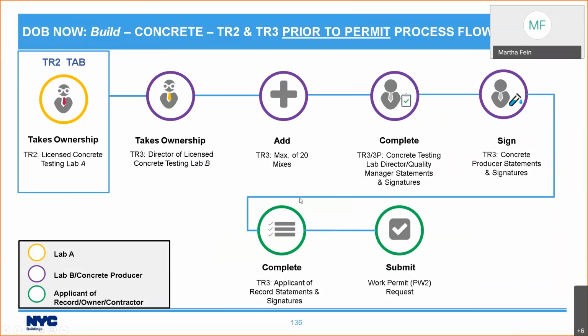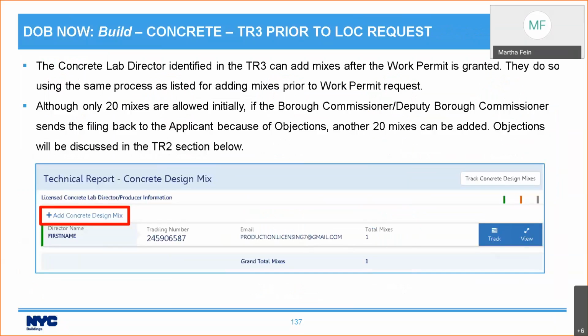The applicant of record and the owner, just the applicant of record needs to attest to the TR3. And then once all of that is done, the work permit can be requested. Once the work permit is requested, you do the work. To certify your concrete work, there is information that needs to be done prior to requesting the letter of completion.